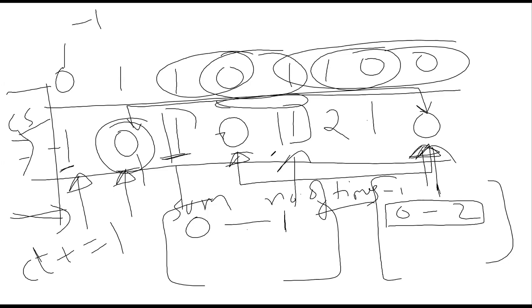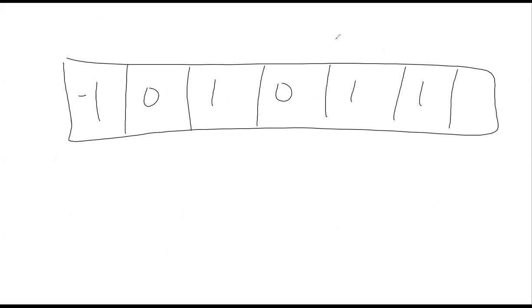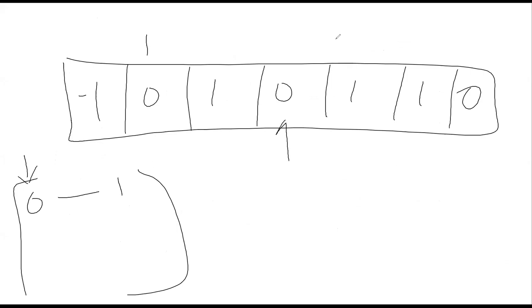Now, in this problem, we have to figure out the maximum length of the array. So coming back to this problem, let's say we have an array of cumulative sum: minus 1, 0, 1, 0, 1, 1, and 0. When you're creating a hash map and you want to find the maximum distance between two numbers, what will you do? First you have an entry 0 at index 1, and you find the element 0 again. You'll find the distance between these two elements, and suppose that is 3.